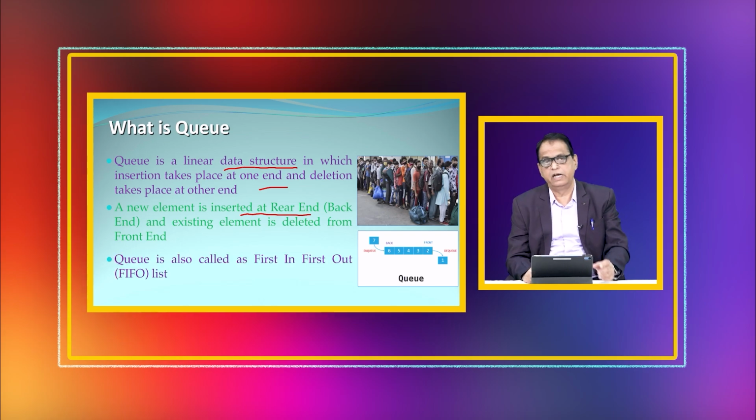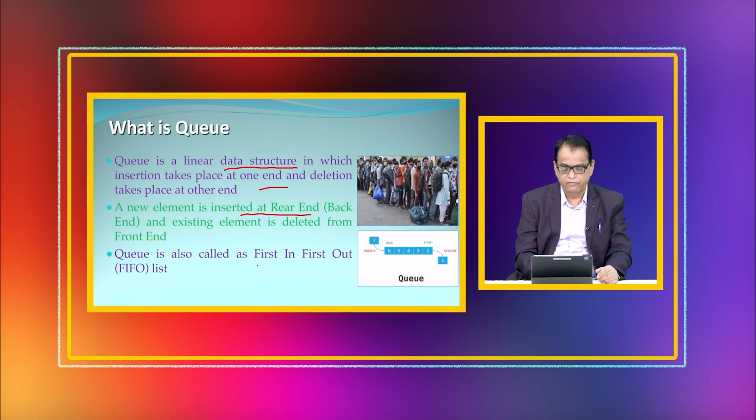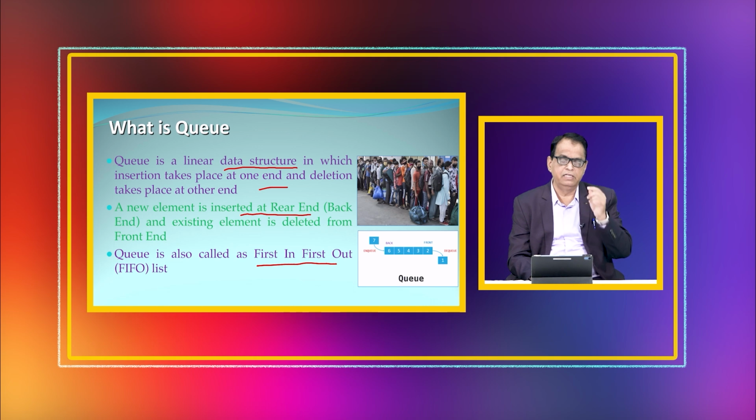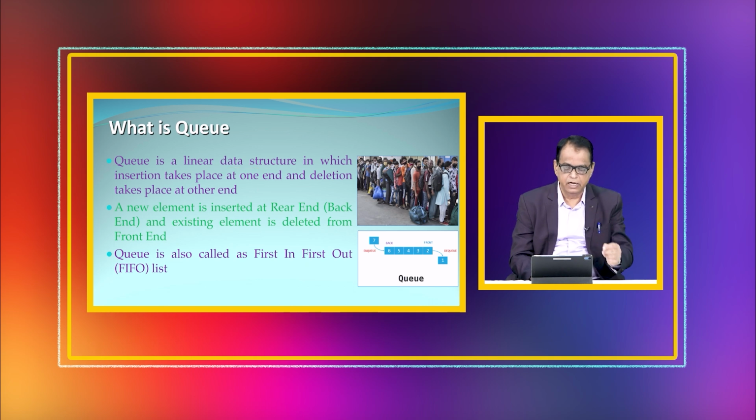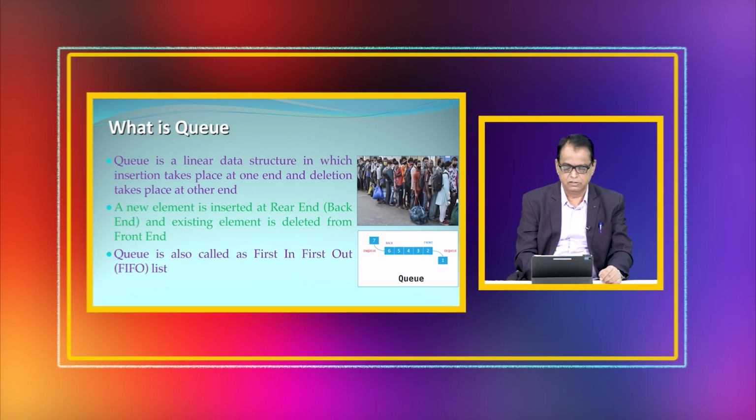So queue is a data structure which is also called a first in first out, FIFO list, because whatever element is first inserted into the queue will be moved out or deleted first, and therefore it is called a first in first out list. But in our earlier session we have seen only one type of queue, while actually it is possible to form different types of queue.